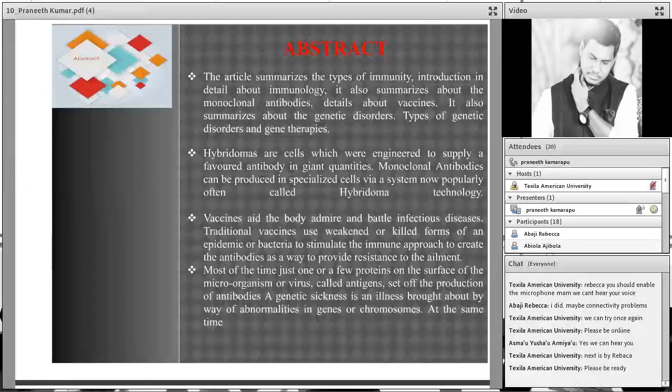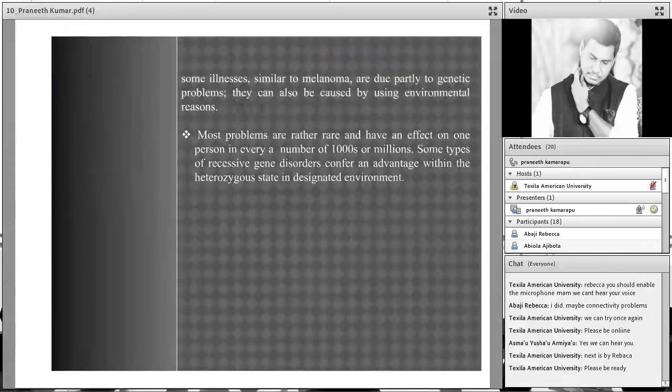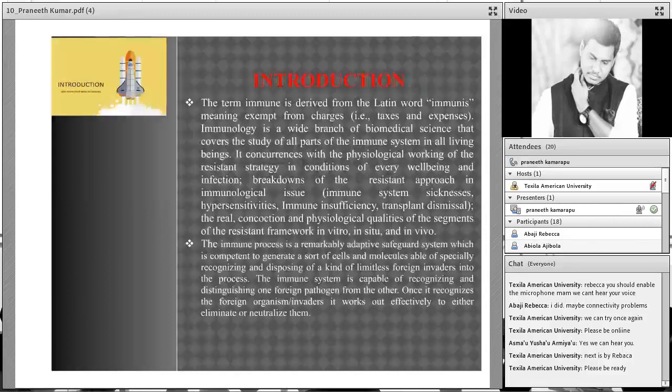A genetic sickness is an illness brought about by abnormalities in genes or chromosomes. Some illnesses, similar to melanoma, are due partially to genetic problems. They can also be caused by environmental reasons. Most such problems are rather rare and affect one person in every several thousands or millions. Some types of recessive gene disorders confer an advantage in the heterozygous state in designated environments.